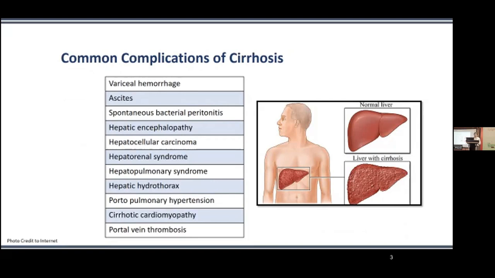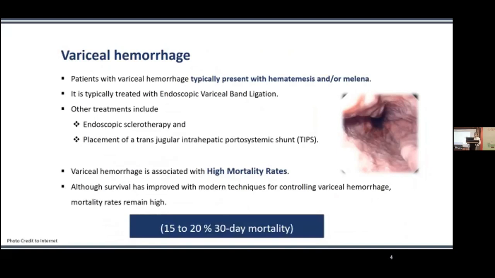The first is variceal hemorrhage. Patients with variceal hemorrhage typically present with hematemesis and/or melena. It's typically treated with endoscopic variceal band ligation. Other treatments include endoscopic sclerotherapy and placement of TIPS. These are alternatives to band ligation. Variceal hemorrhage is associated with high mortality rates. Although survival has improved with modern techniques for controlling variceal hemorrhage, mortality remains high, ranging from 15% to 20% at 30 days.